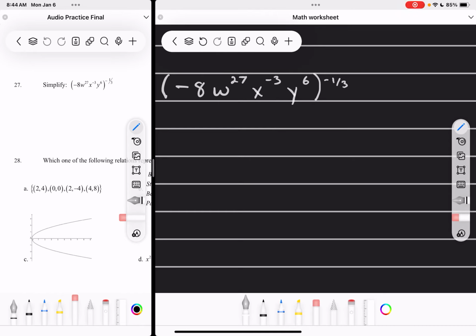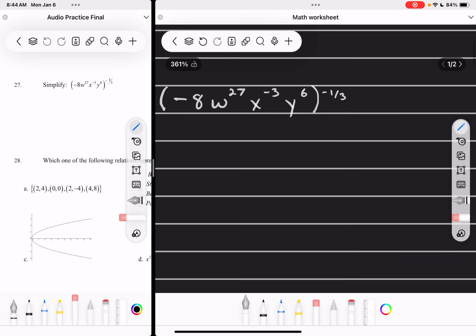All right, this is question number 27 for the practice final. In this case, we have several variables and letters that are being powered and will be given the power of negative 1/3. Okay. In this case, we're going to give the negative 1/3 to everything we see here. Before we do this, though, I want to look at that 8.